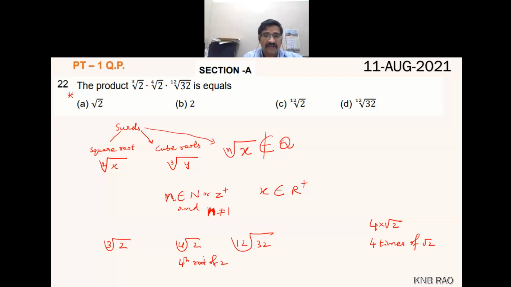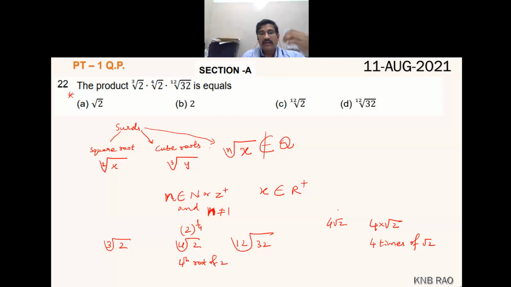Fourth root of 2 means 2 to the power 1 upon 4. This is the exponential form and this is the radical form. Fourth root 2 is a radical form. If you write it like this, 4 root 2, this is wrong. The 4 should be written inside that curve, that bent portion. That is the way of writing.